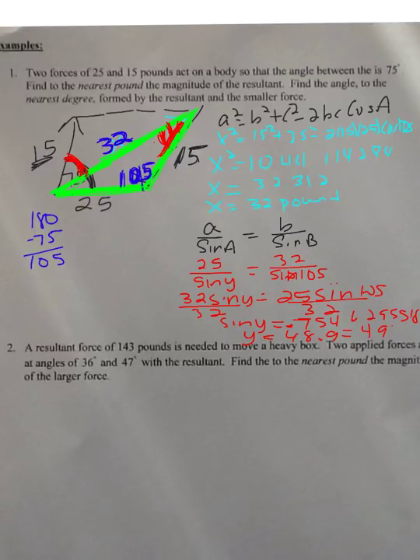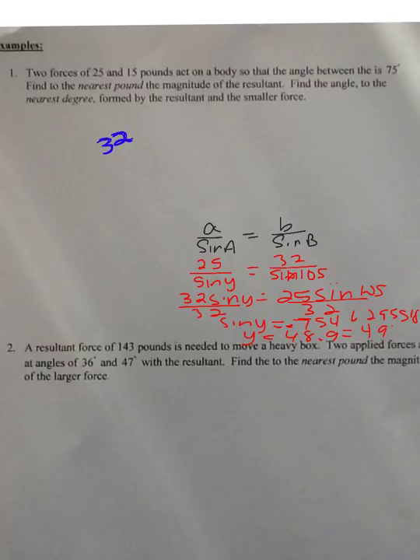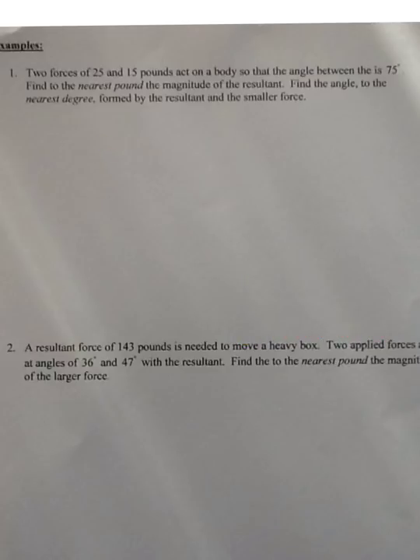All right, so let's take a look at number 2. Just going to move everything out of the way. Number 2 says, a resultant force of 143 pounds is needed to move a heavy box. Two applied forces act at angles of 36 degrees and 47 degrees with the resultant. Find to the nearest pound the magnitude of the larger force.